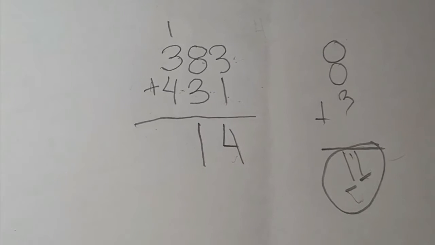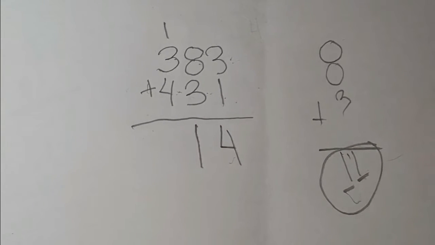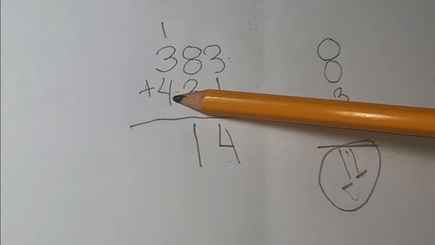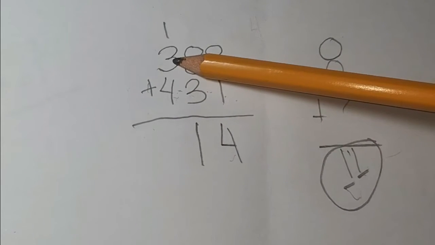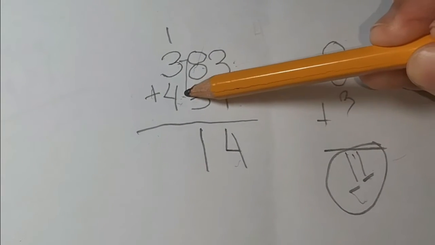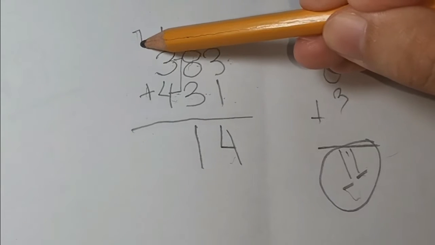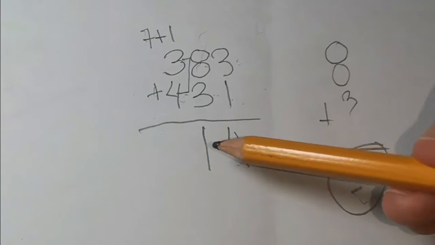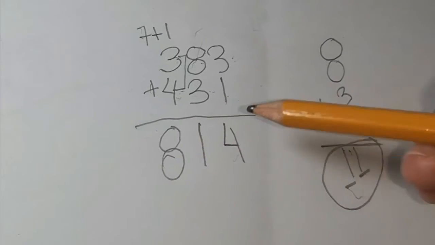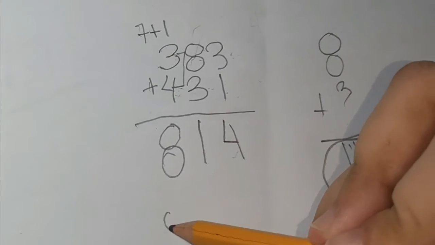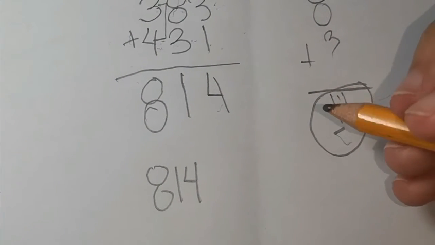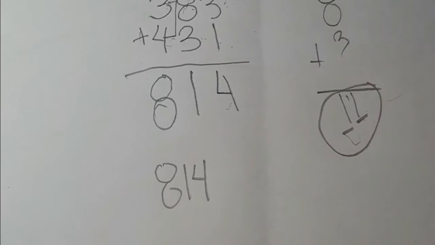You can use counting strategies for finding the sum. Start with the greater number. 4 plus 3 equals 7, plus 1 equals 8. So the answer is 814 students participated in the discussion.